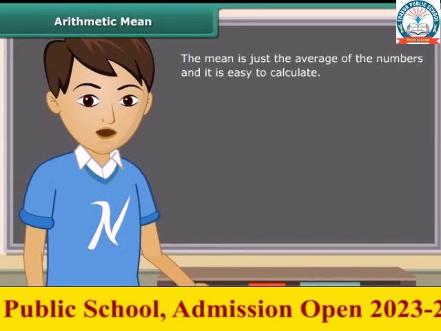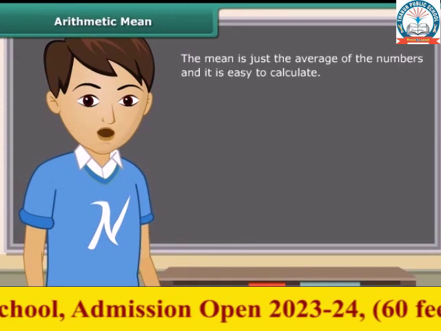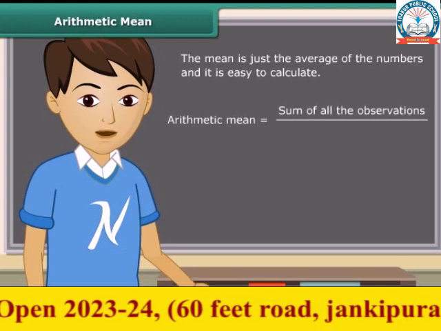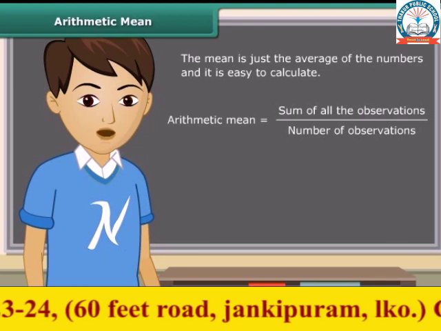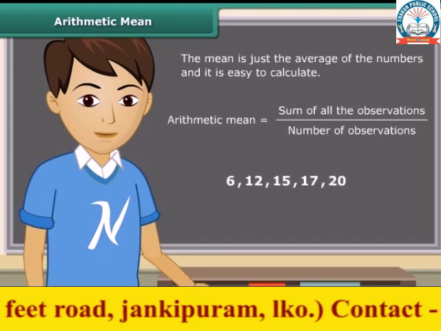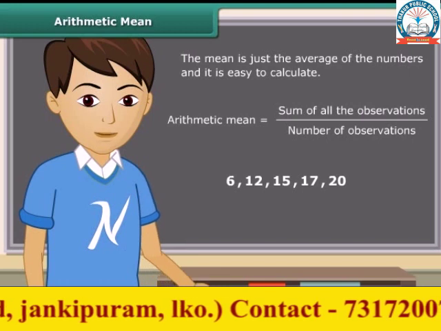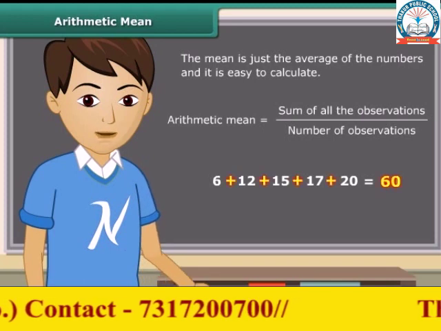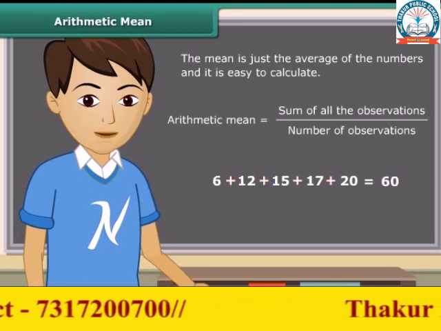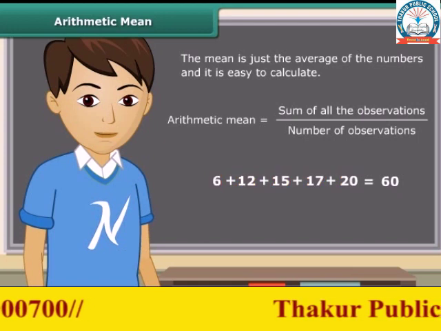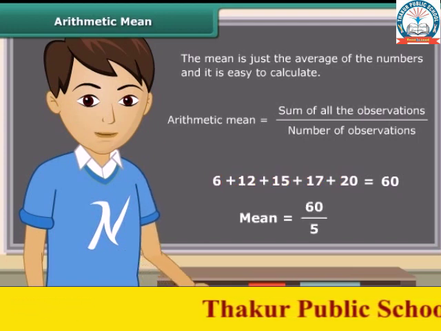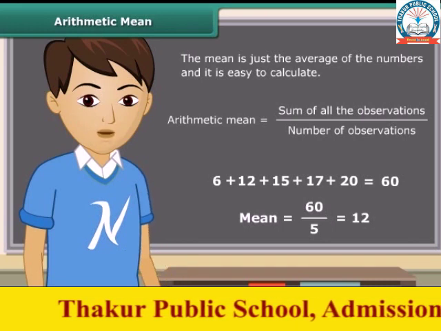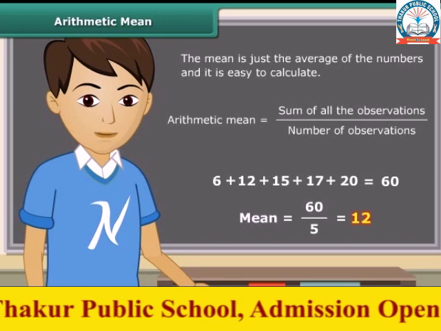The mean is just the average of the numbers and it's easy to calculate. Basically, mean is equal to the sum of all the observations divided by the number of observations. Let us calculate the mean of these numbers. Add up the numbers first. The sum of these numbers is 60. There are a total of 5 numbers. So the mean is equal to 60 divided by 5, which equals 12. Therefore, the mean of the above numbers is 12.